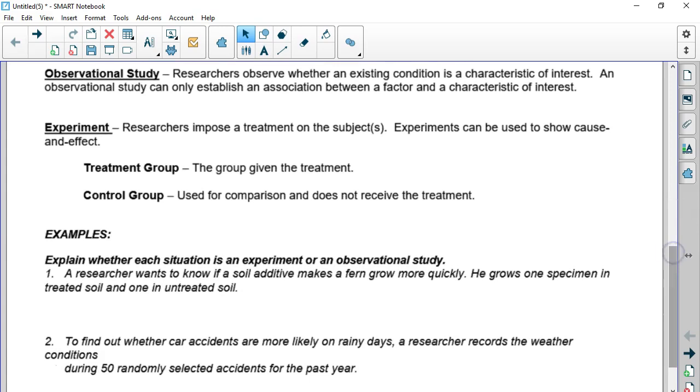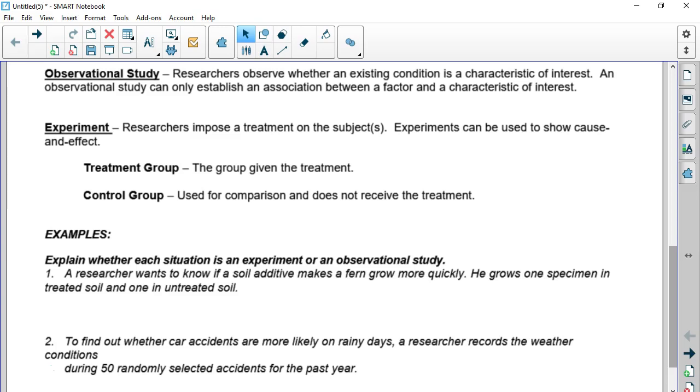Okay. Now, on an observational study. Researchers observe whether an existing condition is a characteristic of interest. An observational study can only establish an association between a factor and a characteristic, not causation. And in an experiment, researchers impose a treatment on the subject. Experiments can be used to show cause and effect. Now we have two groups here. We have the treatment group and we have the control group.